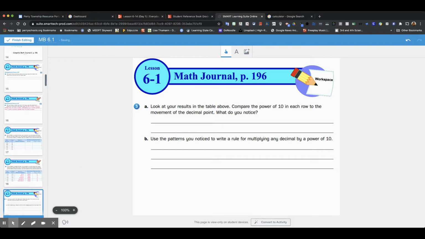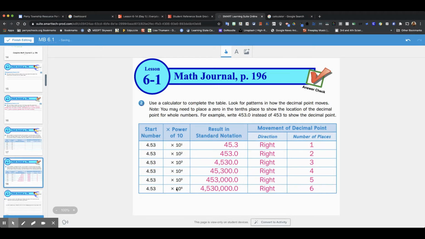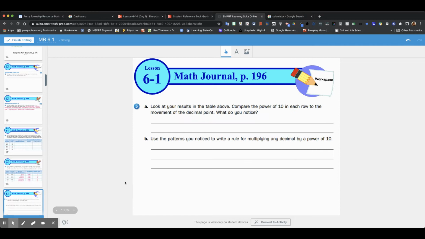So looking at those results, I want you to compare the power of 10 in each row to the movement of the decimal. I want you to think, what do you notice there? So again, I want you to compare this column right here, the power of 10, to the number of places, and do you notice anything? And then using those patterns you noticed, I want you to write a rule for multiplying any decimal by a power of 10. So go ahead and pause. Look back at number 2 and fill in your answers. Do some reflecting for number 3, A and B. Do you notice a pattern? And how does that pattern help you write a rule?